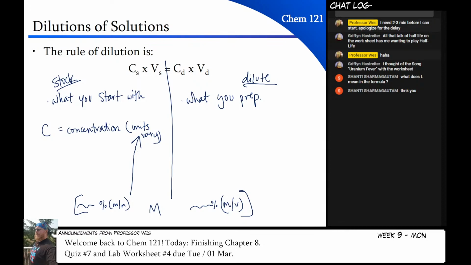Now, as long as you use the same units on both sides, then they'll just cancel out whenever you do the work here. So as long as these two have the same units, you're okay. Same thing with volume. The volume terms have to have the same units as well, and then V is just volume. So we'll write that down.